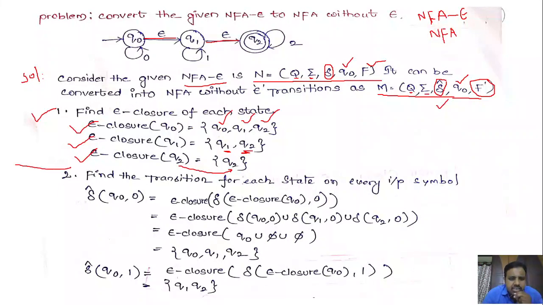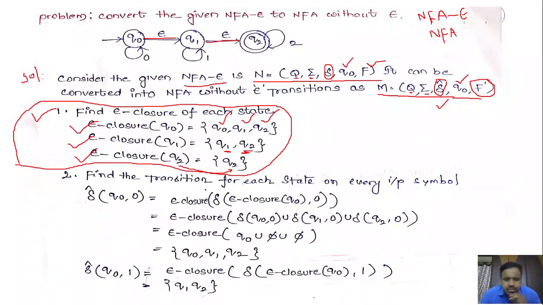So this is step number 1, where we compute the epsilon closure of each state. Then step number 2. Once we find the epsilon closure, we have to mark the final states. How do we mark the final states? What is the final state given in the NFA with epsilon? What is the final state given in the problem?